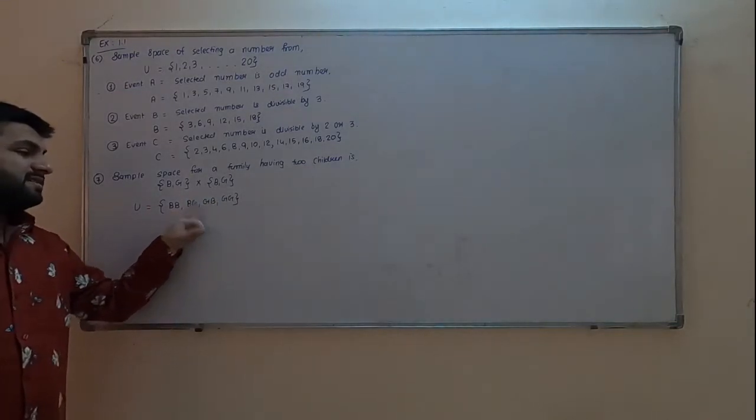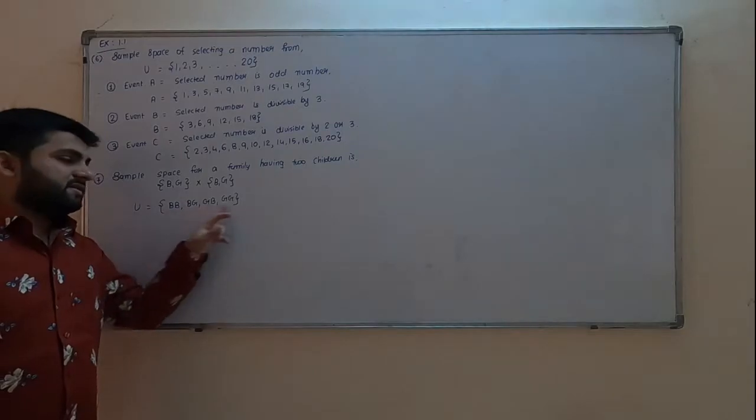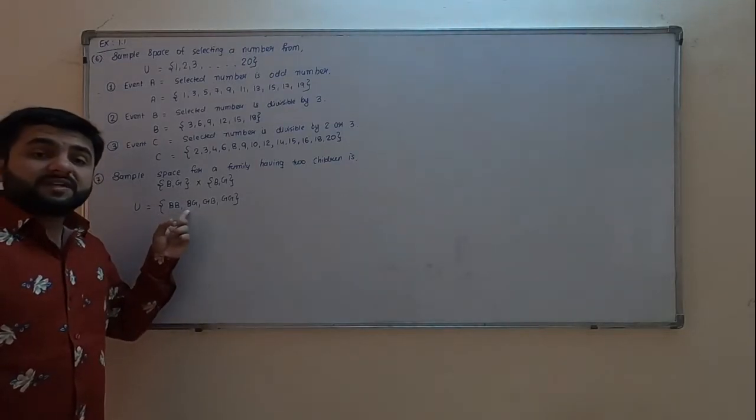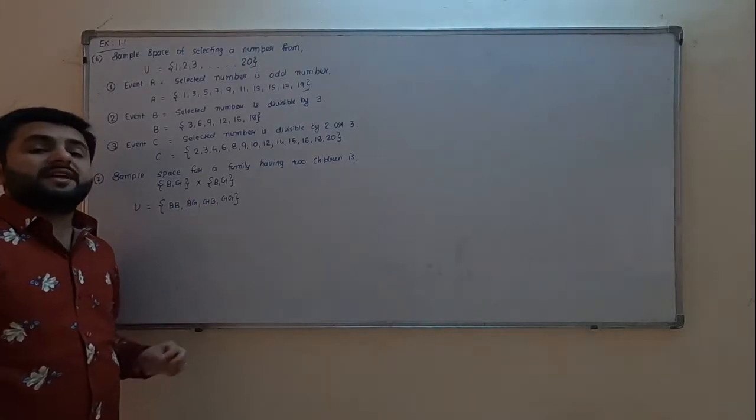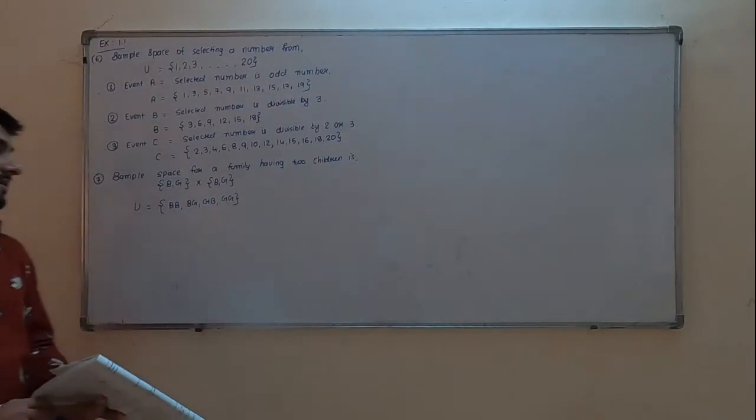Now what do BG and GB mean? Here both are boys, here both are girls. But here the first child is a boy, the second child is a girl. Here the first child is a girl, the second child is a boy. So both are possible. Okay?